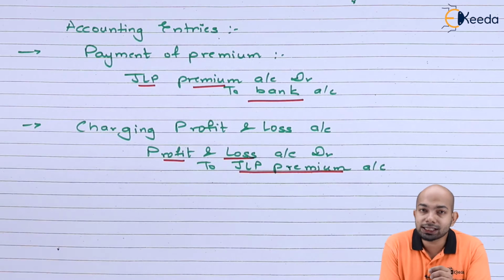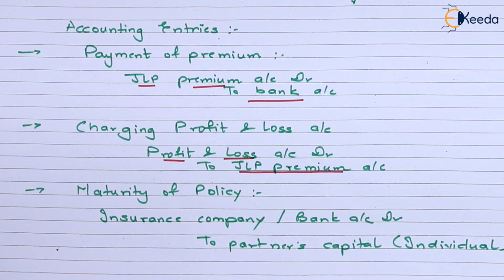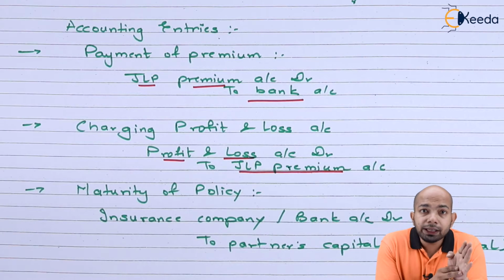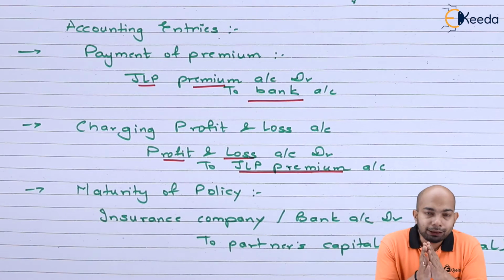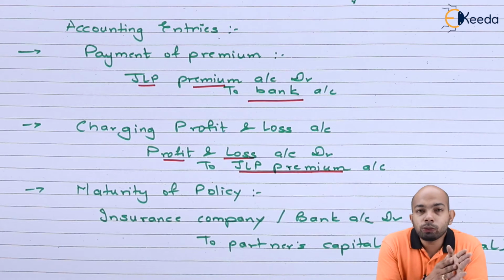Now let's go to the last entry of the accounting year. The third entry that we'll be passing here is when the maturity comes into the picture. So either the insurance company will be debited or the bank account will be debited. That means the company that is paying up, that is the insurance company, will be debited: debit the receiver, credit the giver, something like this. Or the bank account, because the money is coming into your bank account, hence the bank account, an asset, will be increasing. So that account will be debited and the individual partners' accounts will be credited here.